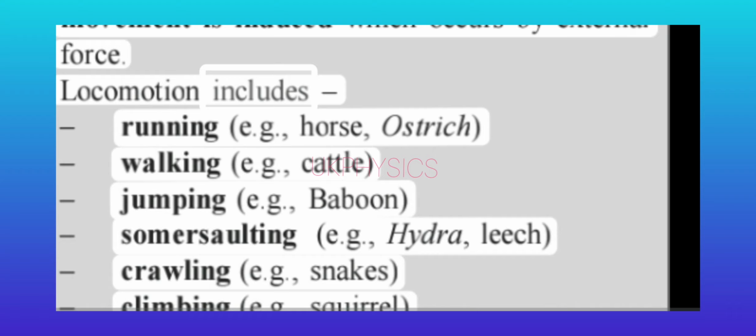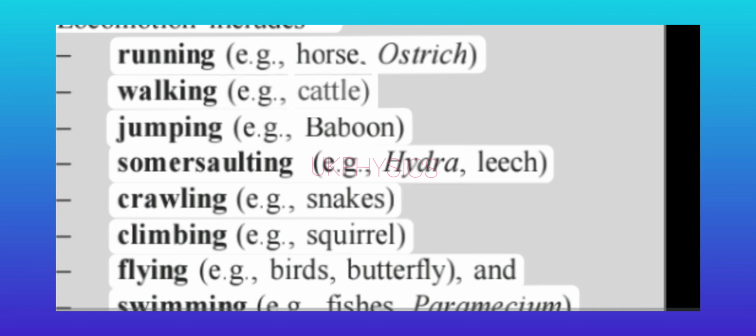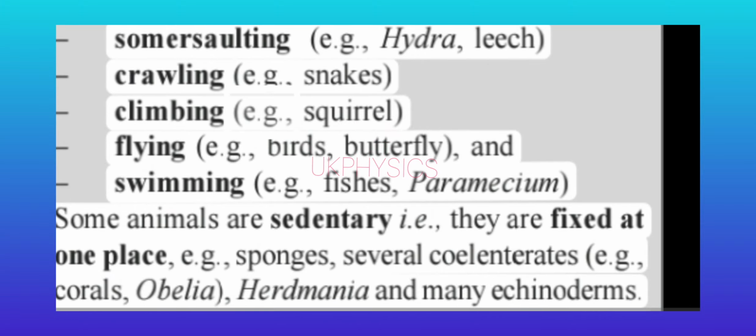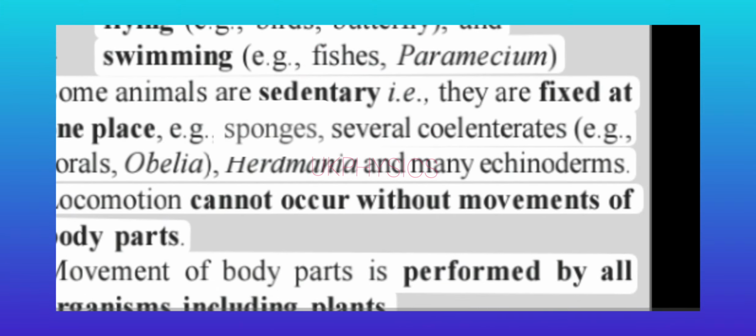Locomotion includes running, e.g., horse, ostrich; walking, e.g., cattle; jumping, e.g., baboon; somersaulting, e.g., hydra, leech; crawling, e.g., snakes; climbing, e.g., squirrel; flying, e.g., birds, butterfly; and swimming, e.g., fishes, paramecium. Some animals are sedentary, i.e., they are fixed at one place, e.g., sponges, several coelenterates, corals, obelia, herdmania, and many echinoderms.